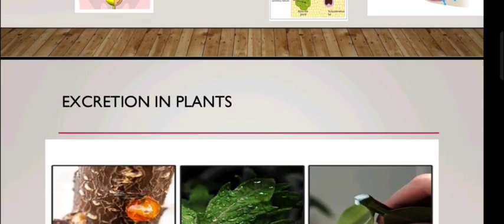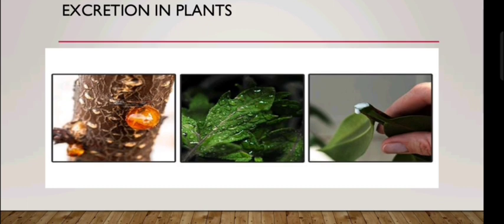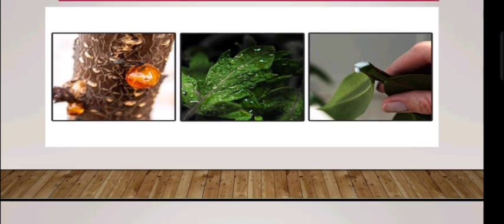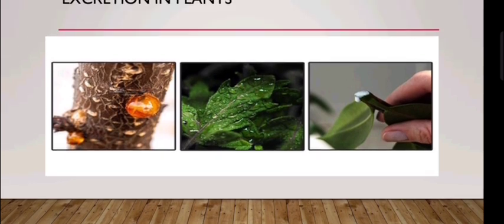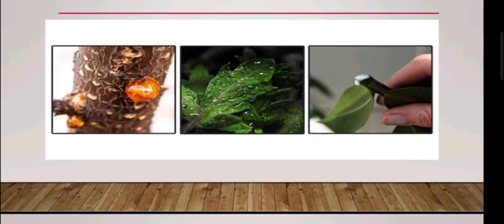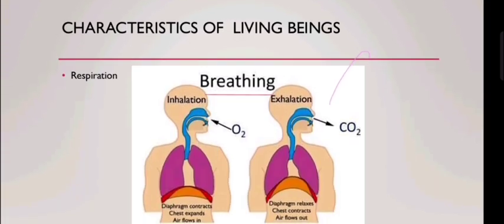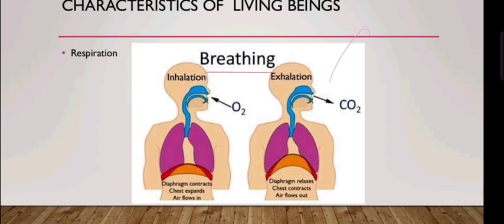Coming to the plant, plants throw out their gaseous waste product from the small openings in their leaves called stomata. On the other hand, excretory products like gum and resins also come out from the surface of the plant body. This is about excretion. And then the next characteristic is respiration.